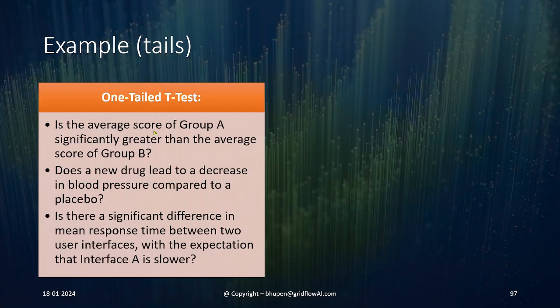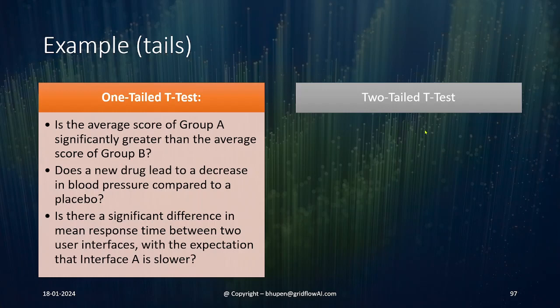Is the average score of group A greater? Does the new drug lead to a decrease in blood pressure? Decrease, okay, so that's the one tail. Is there a significant difference between the mean response times where A is slower? Okay, so that's directional intent.